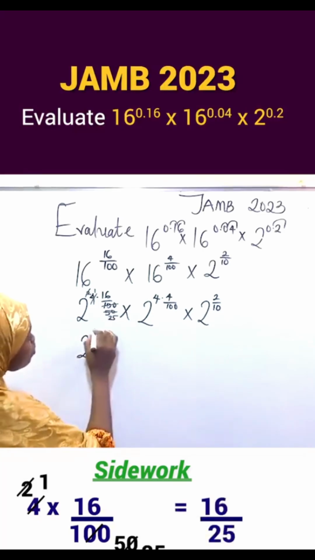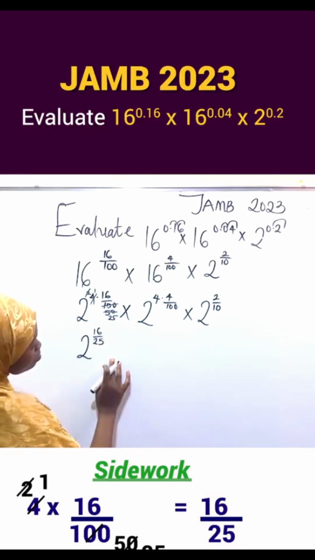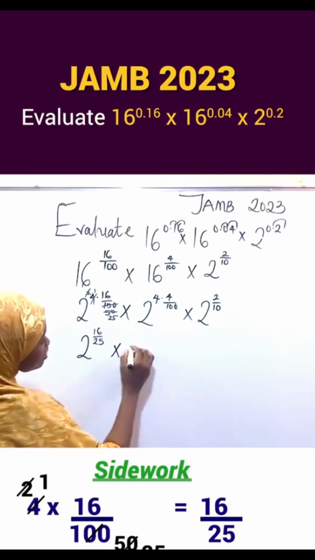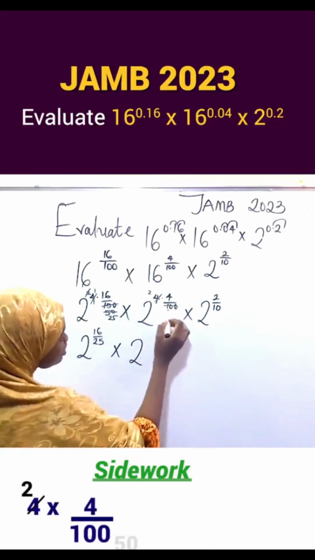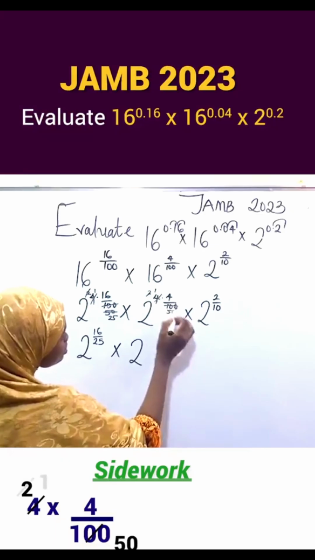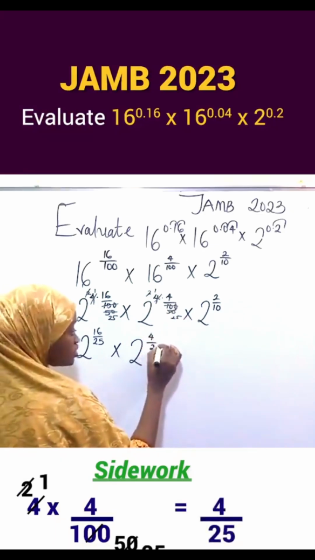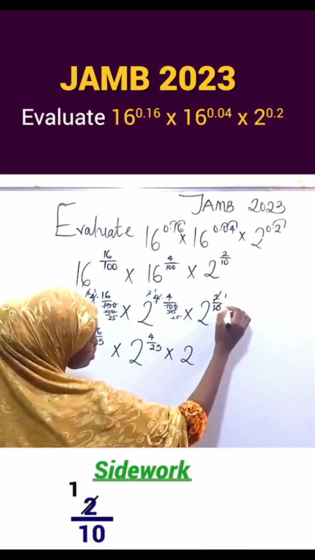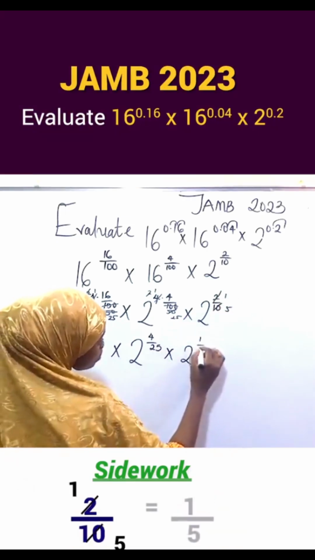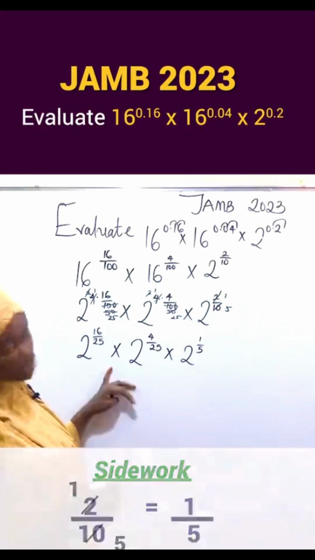So we have 2 raised to the power of 16 over 25, multiplied by 2 to the power of 4 over 100, which reduces: 2 in 4 is 2, 2 in 100 is 50, 2 in 2 is 1, 2 in 50 is 25. So we are left with 4 over 25, times 2 to the power of 2 over 10, which reduces to 1 over 5.